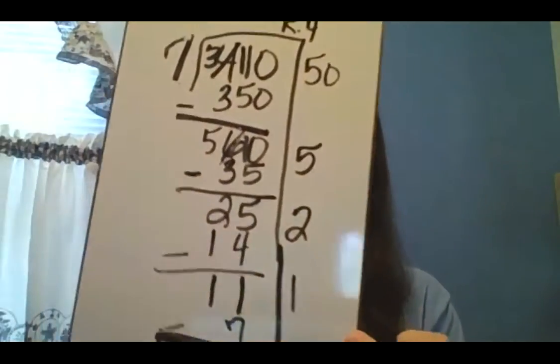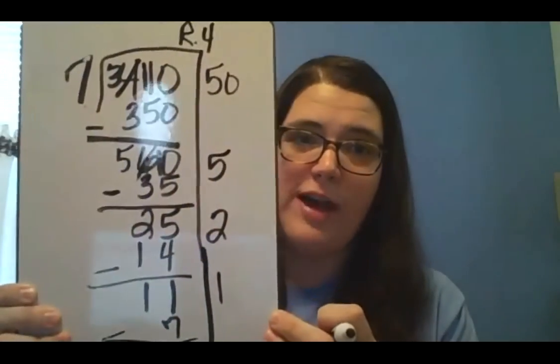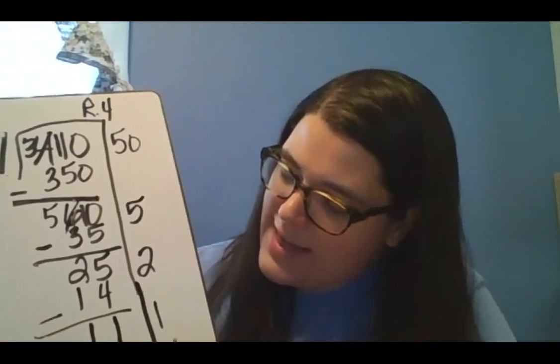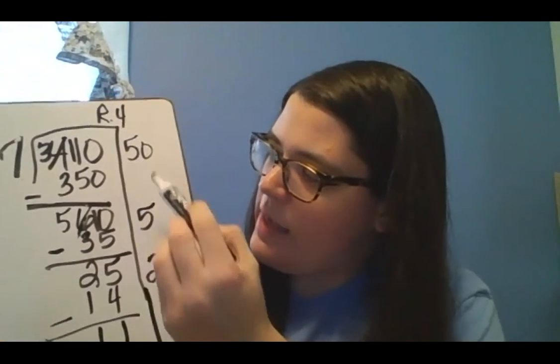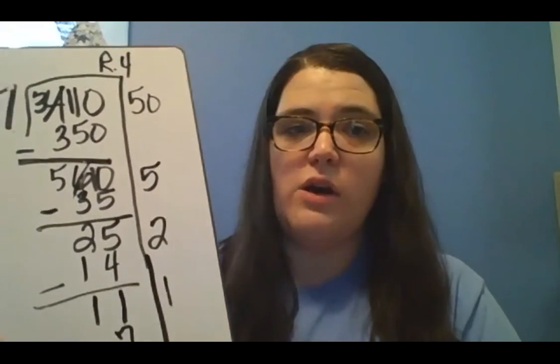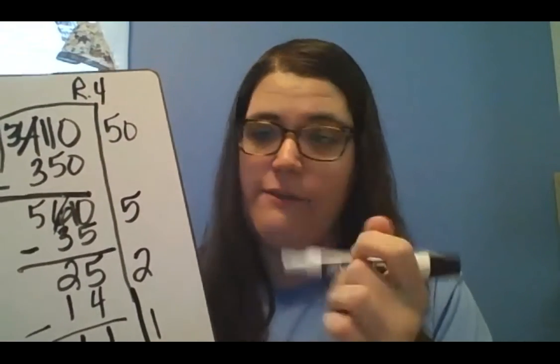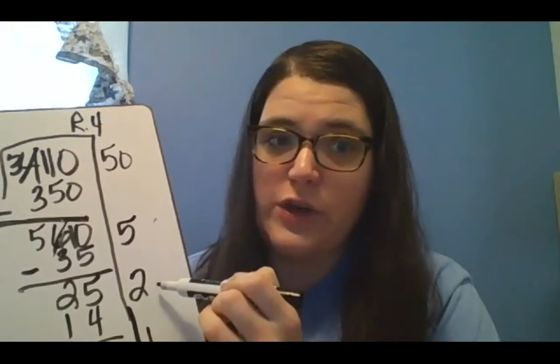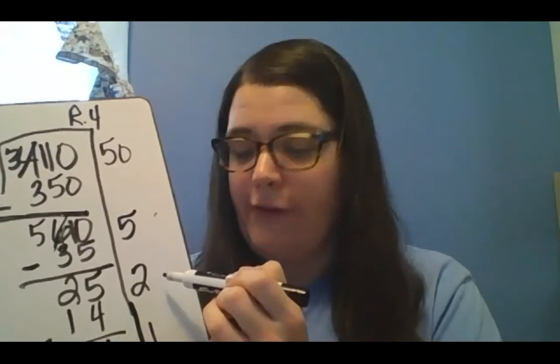But how do we find out the rest of our answer? We find the rest of our answer by adding up everything on the side here. So we're going to do 50 plus 5 plus 2 plus 1. So 50 plus 5 is going to give us 55. So 55 plus another 2, 56, 57. 57 plus 1 is going to give us 58.